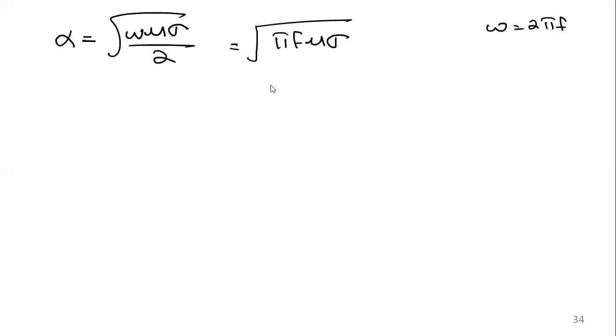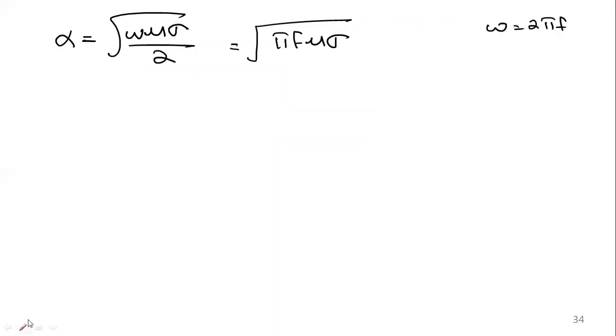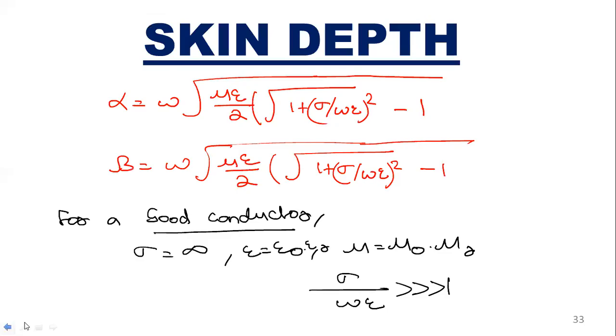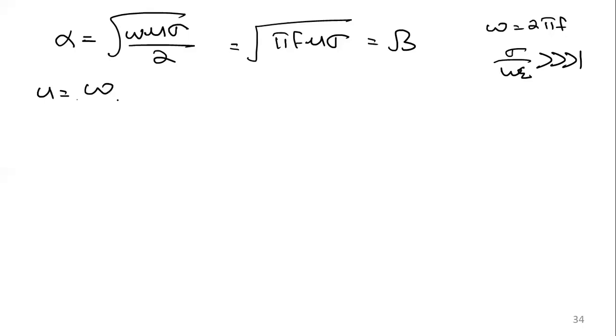Similarly, beta also, in the same way, when applied to this equation, you will get the same expression: root of pi f mu sigma. Plus 1 or minus 1 doesn't matter when sigma by omega epsilon is very much greater than 1, so that can also be neglected. So you will get the same value for beta also. Then the velocity u can be written as omega by beta, which will be updated to root of 2 omega by mu sigma. From this equation, when you substitute, you will get root of 2 omega by mu sigma.